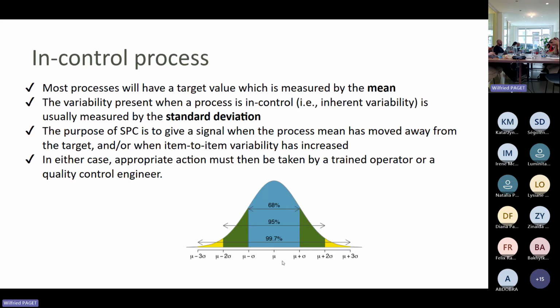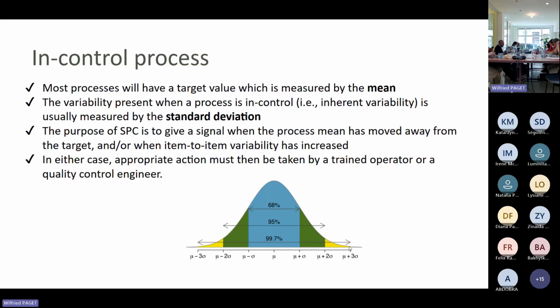If you plot the mean and the interval of the mean minus 3 standard deviations and the mean plus 3 standard deviations, we know that 99.7% of the data should be in this range. If you go to 2 standard deviations, we know that 95% of the data should be in this range. And for 1 standard deviation, 68%. So we know more or less the variation that we can have.